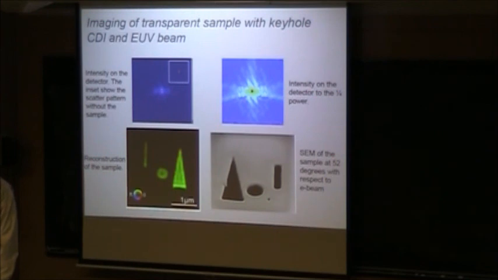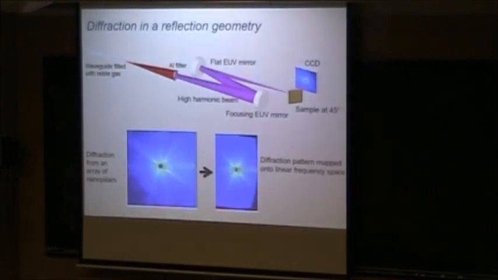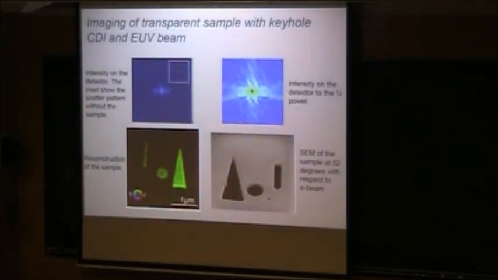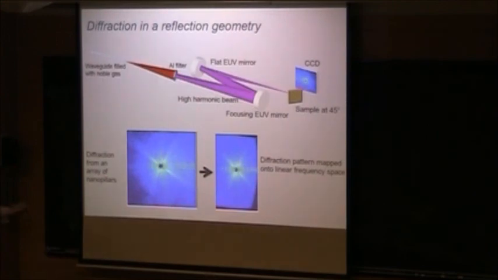Okay. So that was one step. One step is being able to image an extended object. And another step now is we have started collecting data in a reflection geometry. So we have the waveguide, we get our high harmonic beam, we're reflecting off the sample, and what we're imaging here is a bunch of little nanopillars, like 20 nanometer nanopillars.